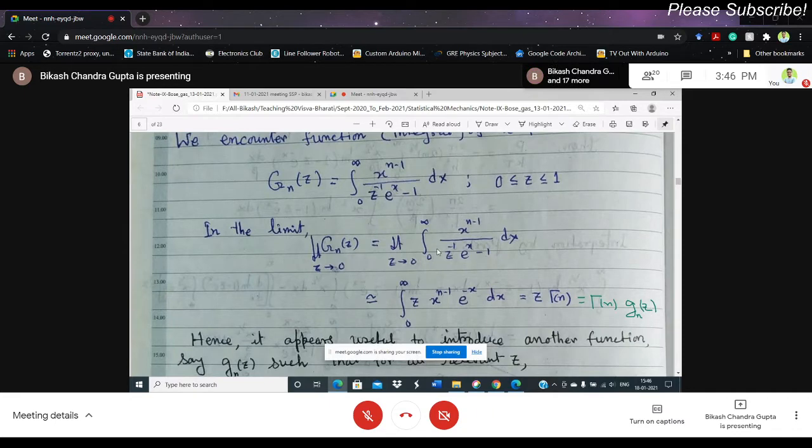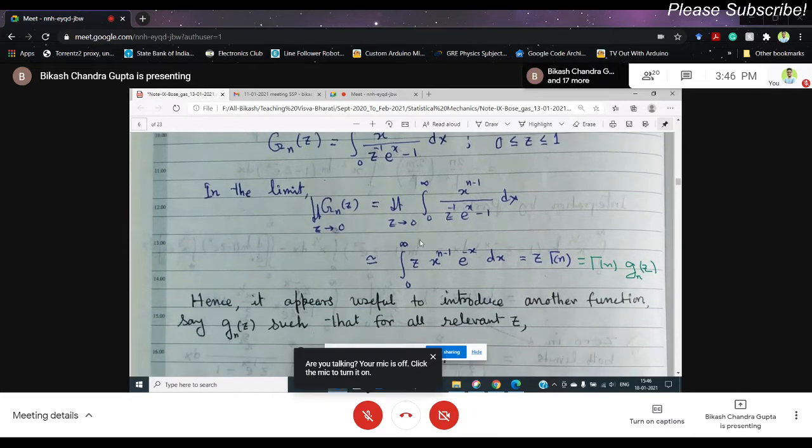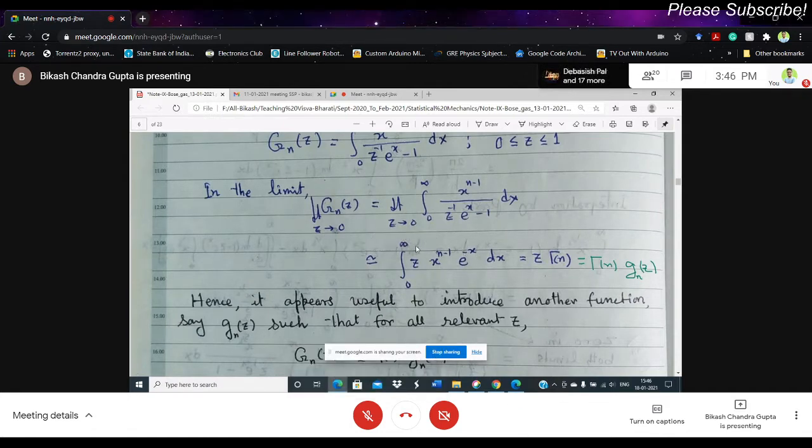In the limit z tends to 0, if you do this calculation, you will find some kind of simplification, and you'll find this is z times x to the power n minus 1 e to the minus x, which gives z gamma n, right? Now you see this function reduces to z gamma n. Gamma n is a constant, right? Constant will be there, but this function in general should be a function of z, which for z tending to 0 becomes z, right?